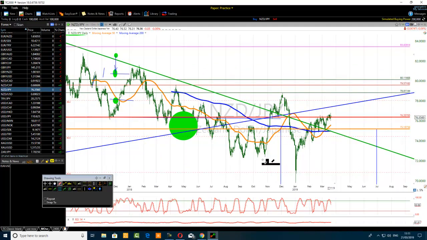So on a daily chart, we can draw other trend lines here. You can connect those lows here on the daily chart. You can draw it, you can do that. Or you can find the resistance here and draw that one there as well.